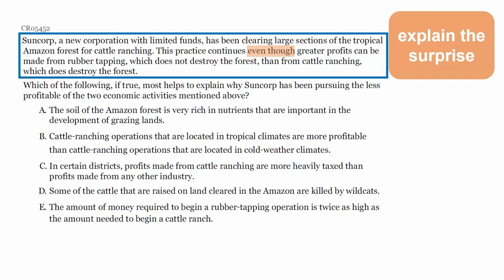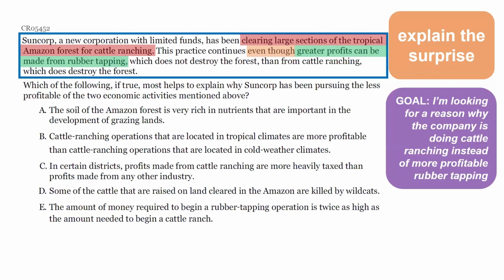We need to draw on our reasonable common sense and a little background knowledge about business and economics here. However, the company isn't doing rubber tapping, but is doing cattle ranching instead. Here's the thing that needs to be explained. The third step is to state the goal of the correct answer. Let's be precise about what we're looking for. Here, we're looking for a reason why the company is doing cattle ranching instead of more profitable rubber tapping.